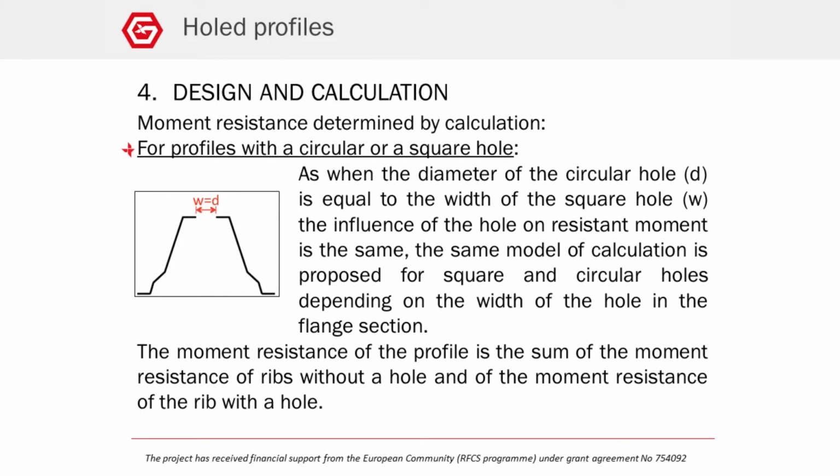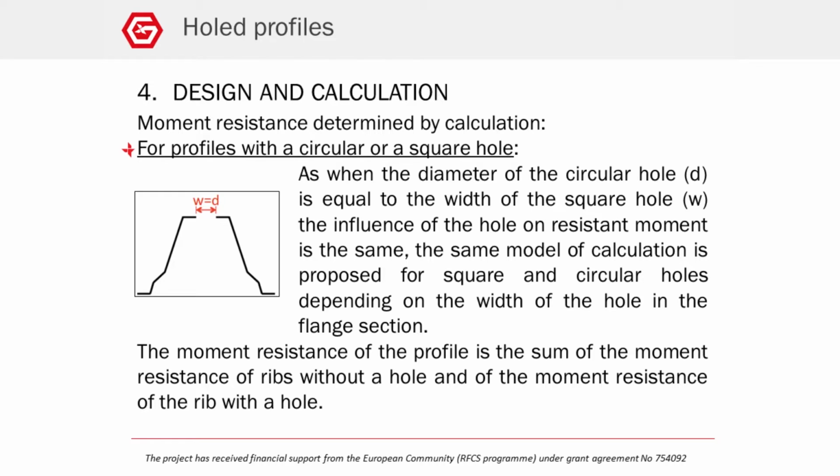As far as profiles with a hole are concerned, as said previously, no design rule exists. The testing results showed that when the diameter of the circular hole D is equal to the width of the square hole W, as in this picture, the influence of the hole on the moment resistance is the same. Therefore, the same calculation model was proposed for a square and a circular hole, depending on the width of the hole in the flange section.